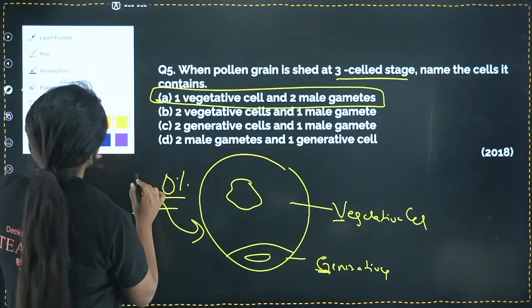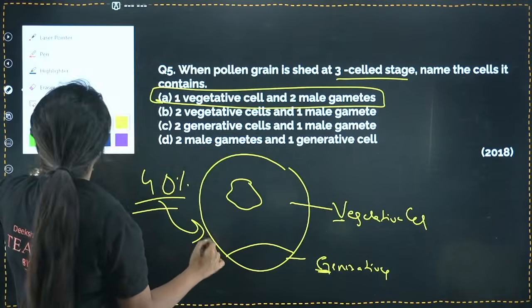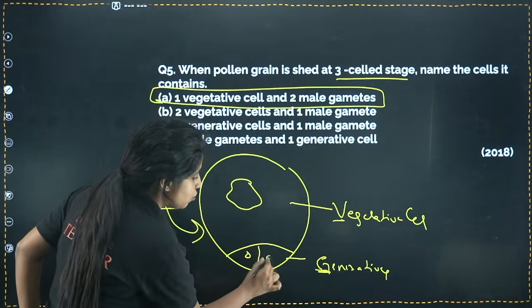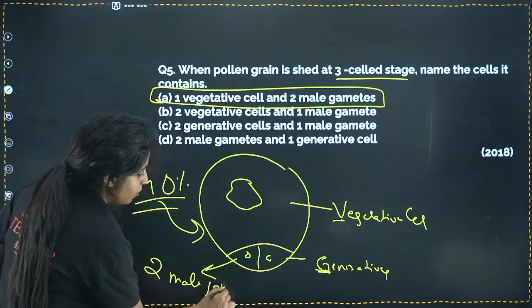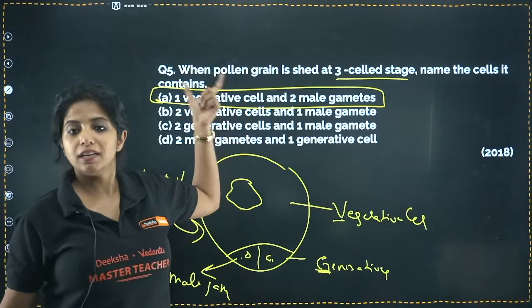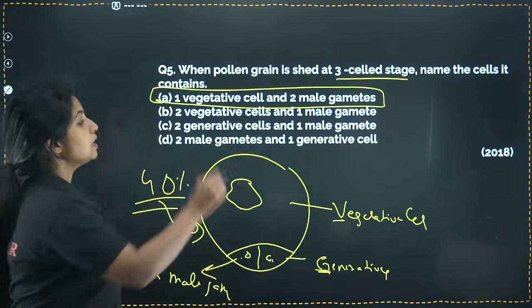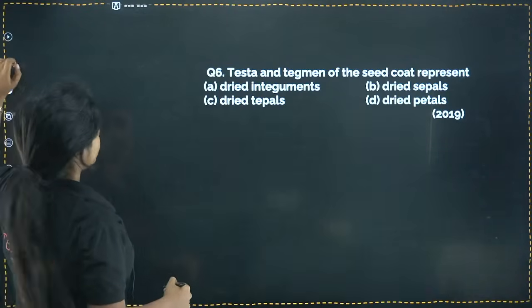In 40% of them, my dear children, this generative cell is going to undergo division and form 2 male gametes. So now 1, 2, 3 cells will be there. So 3-cell stage of pollen grains contains 1 vegetative cell and 2 male gametes, and all of you gave me the correct answer, which is why you will soon get chocolates.